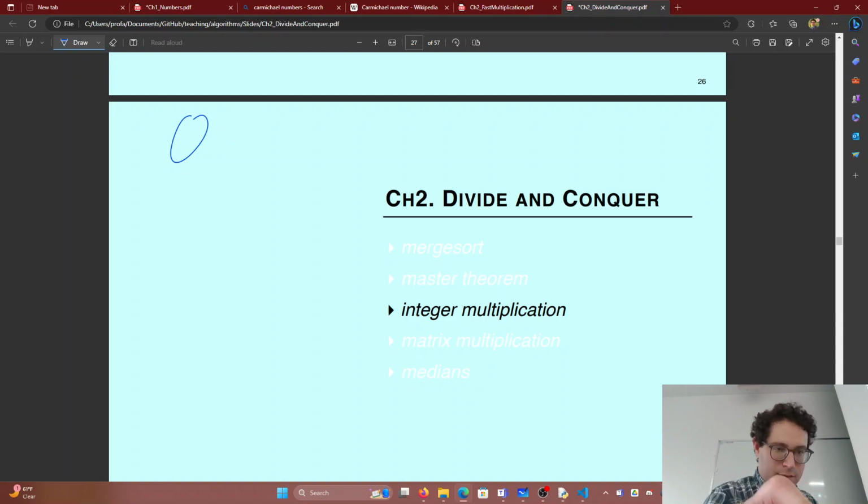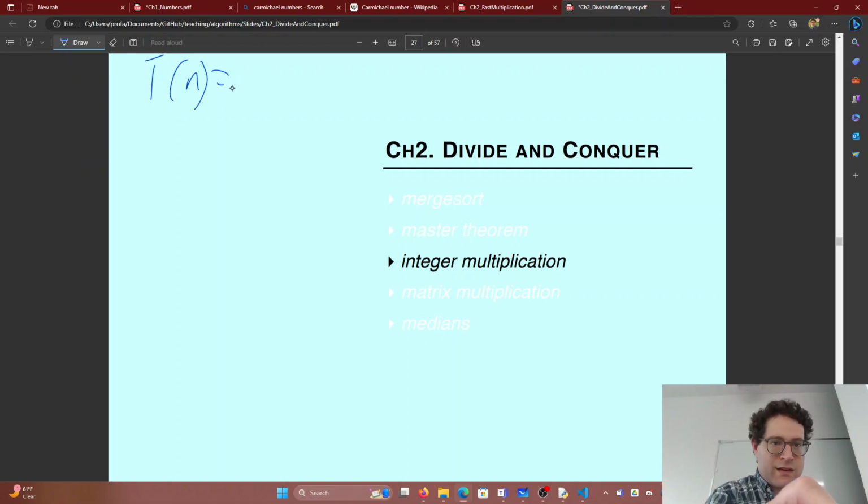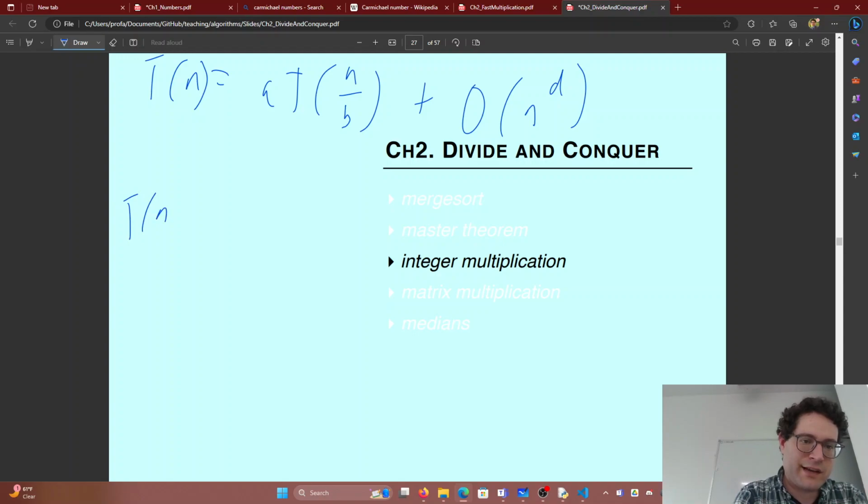Any divide and conquer recurrence can be put into this general form: T of n is equal to a T of n over b plus O of n to the d-th power. We'll discuss what a, b, and d are, but those are the values we care about. And it says that basically the T of n can then be translated into one of three possible runtimes.